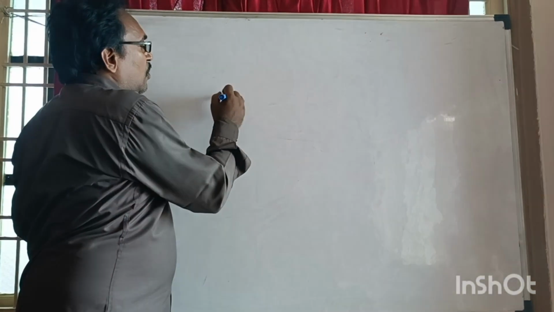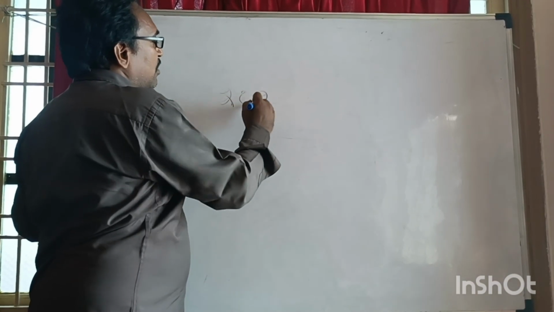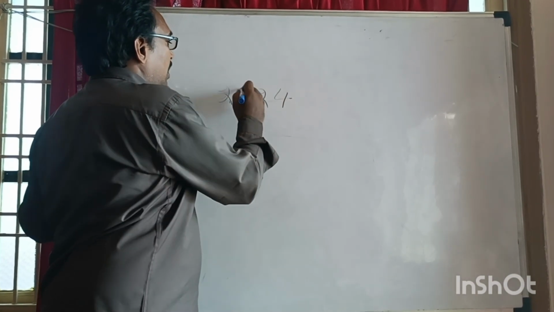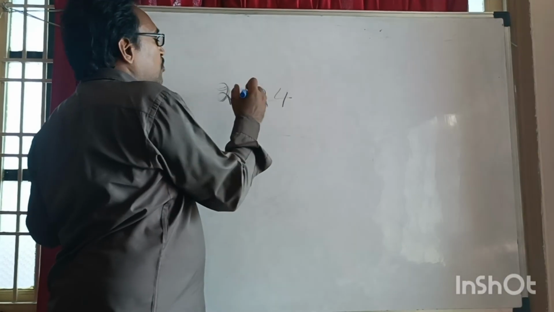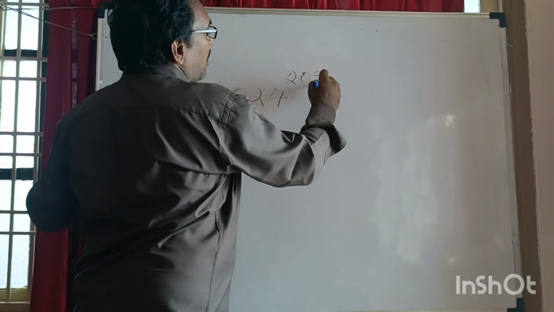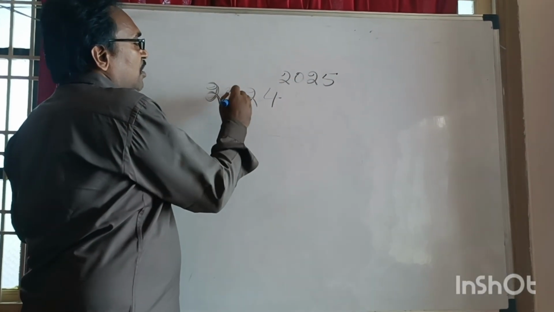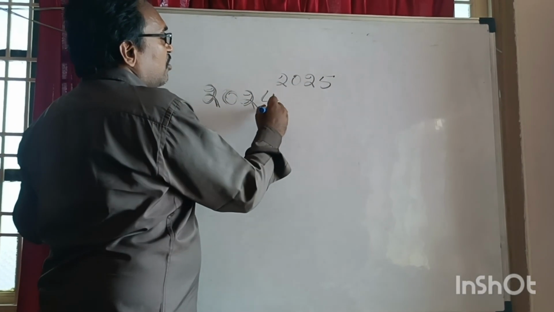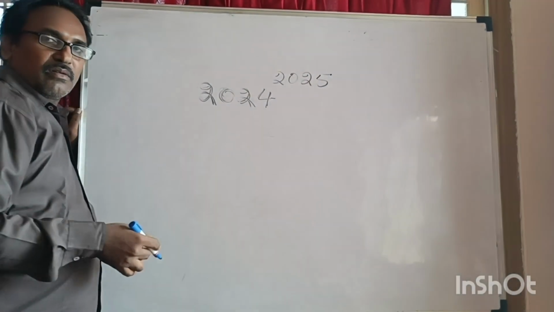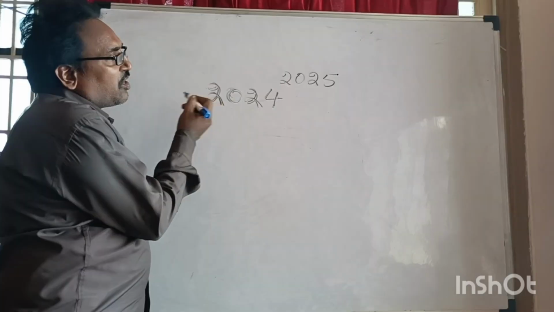For example, 2024 to the power of 2024. Okay. So this year is 2025, and they may ask you 2024 to the power of 2025. What will be the units digit of this number? 2024 to the power of 2025 means it's a very big number. To find out the units digit, we have some logics.